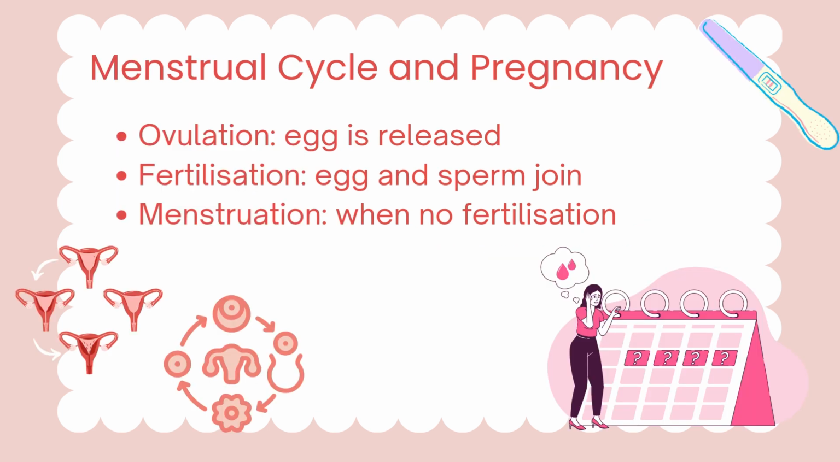Each month, the ovaries release an egg. This is called ovulation. If you don't ovulate, you can't have babies and reproduce. If the egg is fertilized by a sperm, pregnancy can begin. If not, the lining of the uterus is shed, and this is called menstruation.